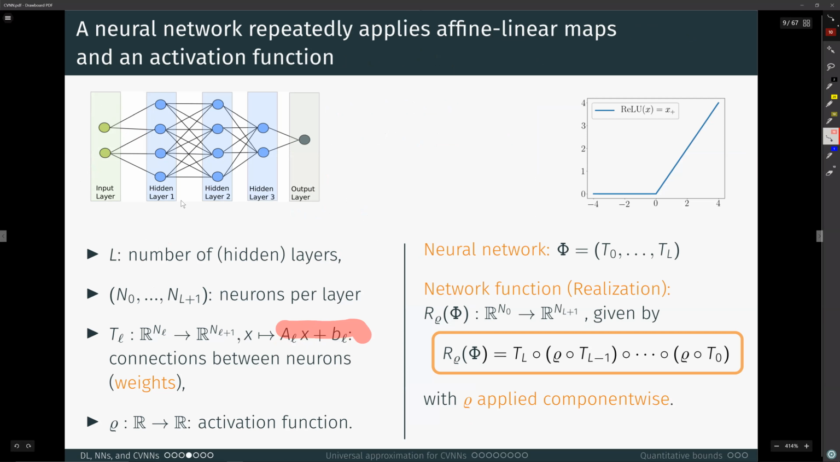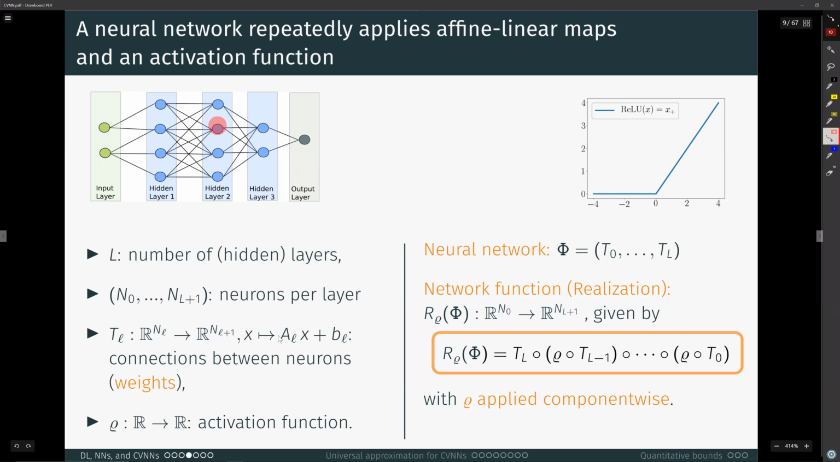And then to each component of the result, you apply a so-called activation function, which is just one function from the reals to the reals, which you fix once and for all for your whole network. And what people in practice are mostly using is this ReLU function, which just takes the positive part of x. So again, you go from one layer to the next by applying an affine linear map, then in each component this activation function, another affine linear map, and each component activation function, and so on.